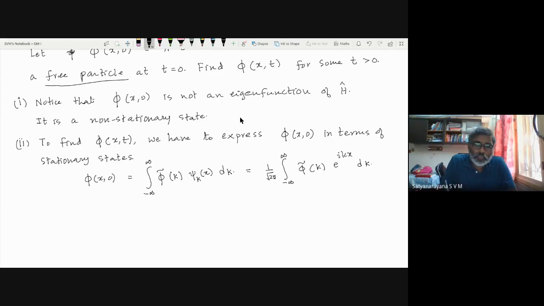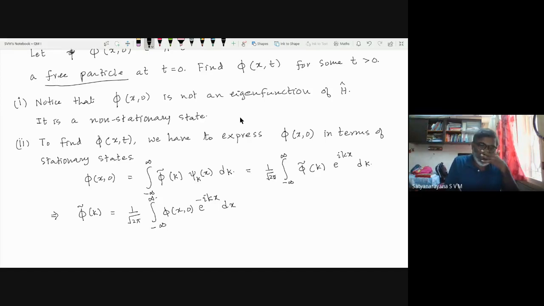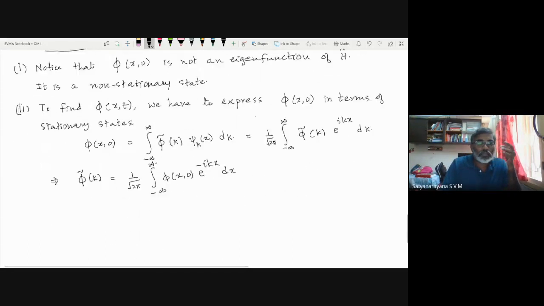So what will be phi tilde k? Phi tilde k is essentially equal to 1 over square root of 2 pi, integral of phi of x comma 0 into e to the power minus ikx dx. So this is the Fourier transform of phi of x comma 0. So the coefficient of expansion is essentially a Fourier transform of phi of x, 0. Okay, so I think we now have all the formalism to work with.